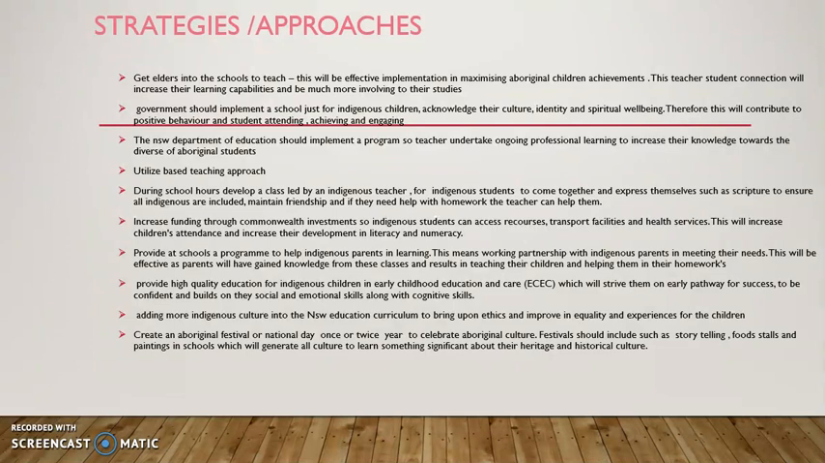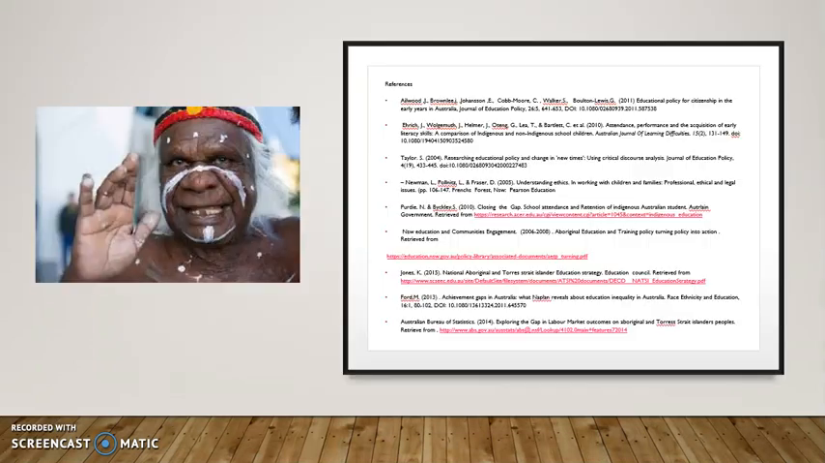Us Australians need to focus more to improve their learning abilities and implement strategies to overcome these disparities and achieve the ultimate goal towards equality for the Indigenous.